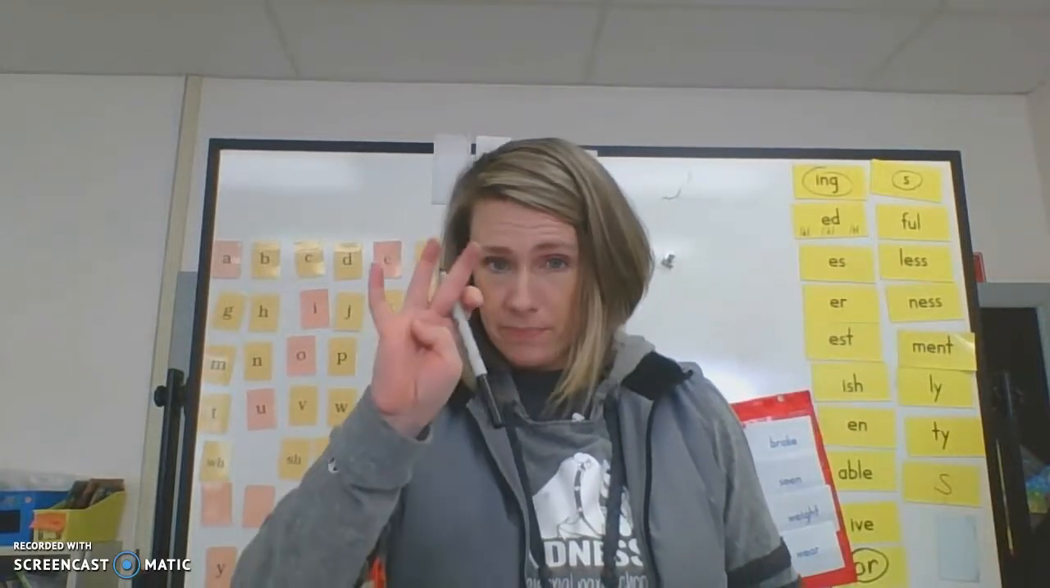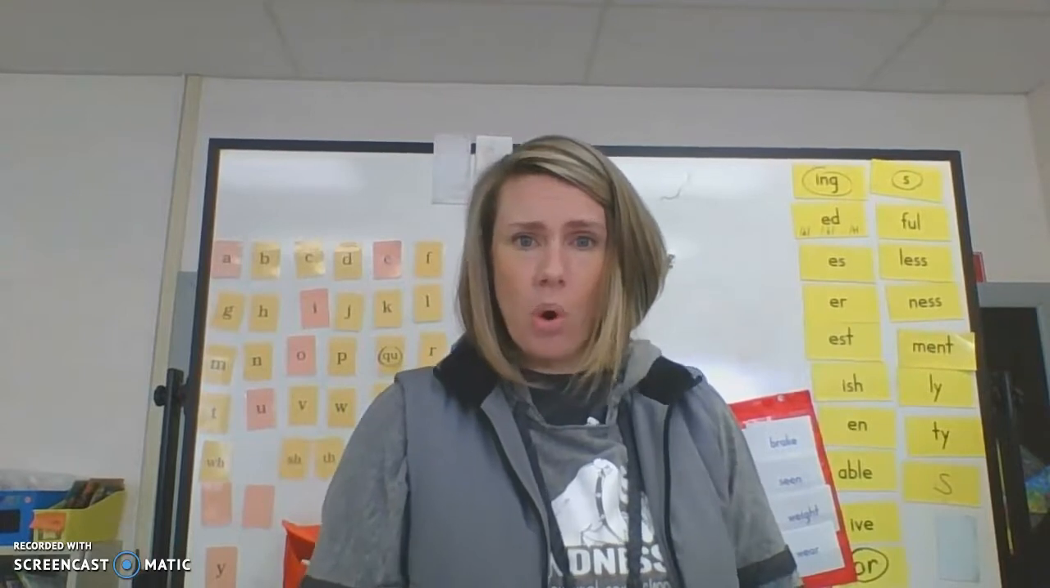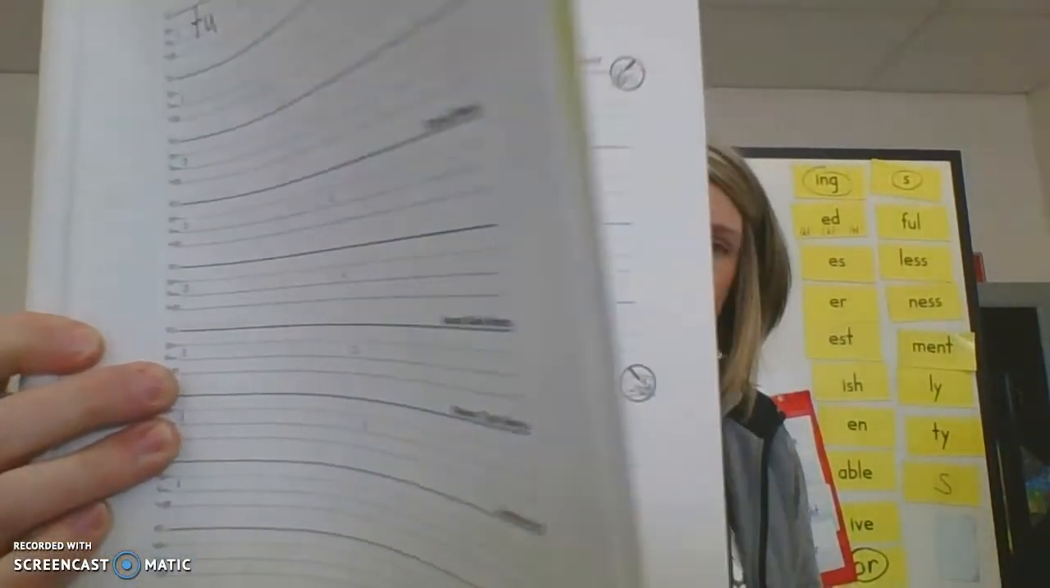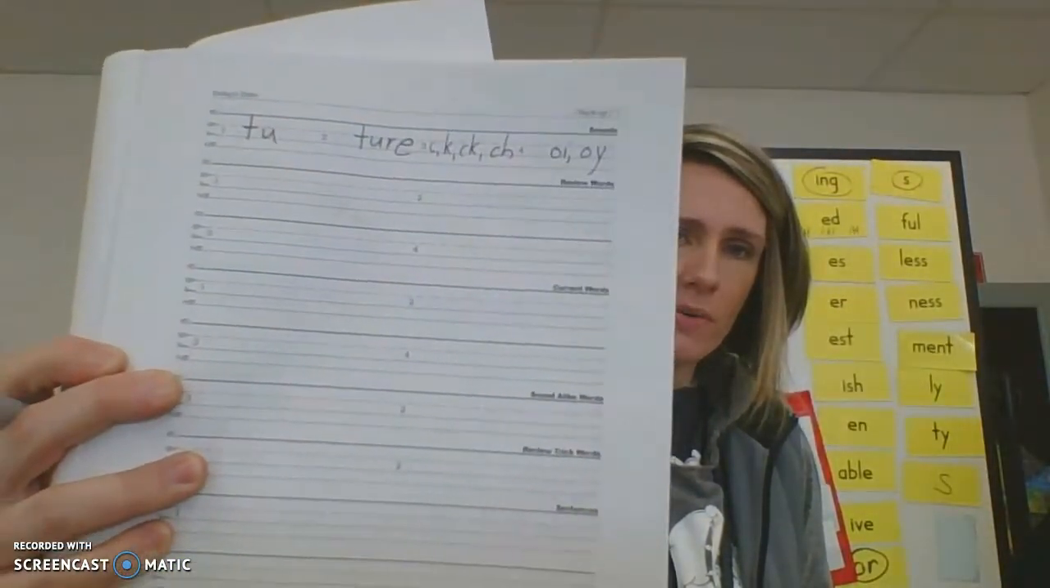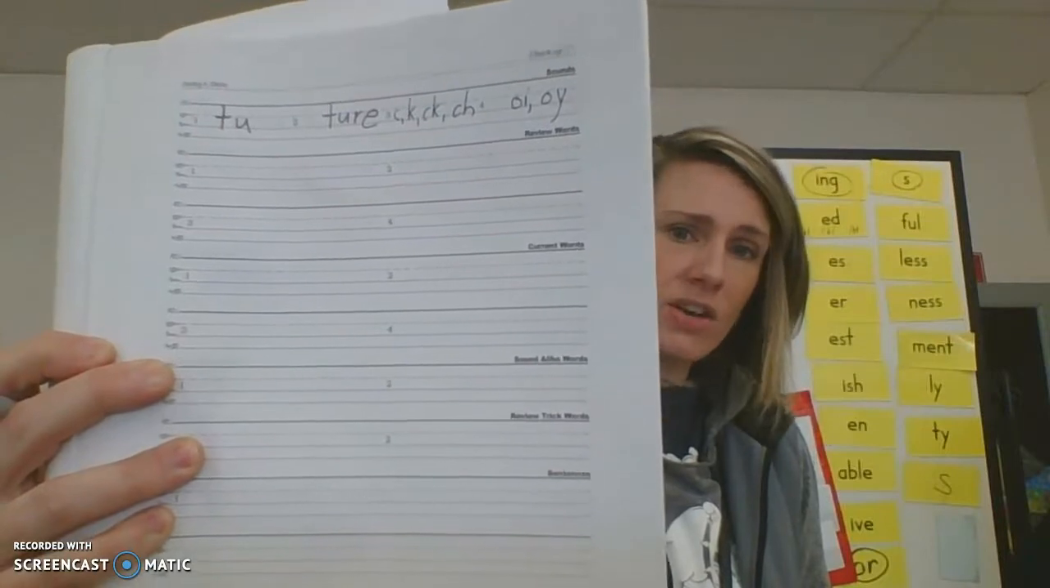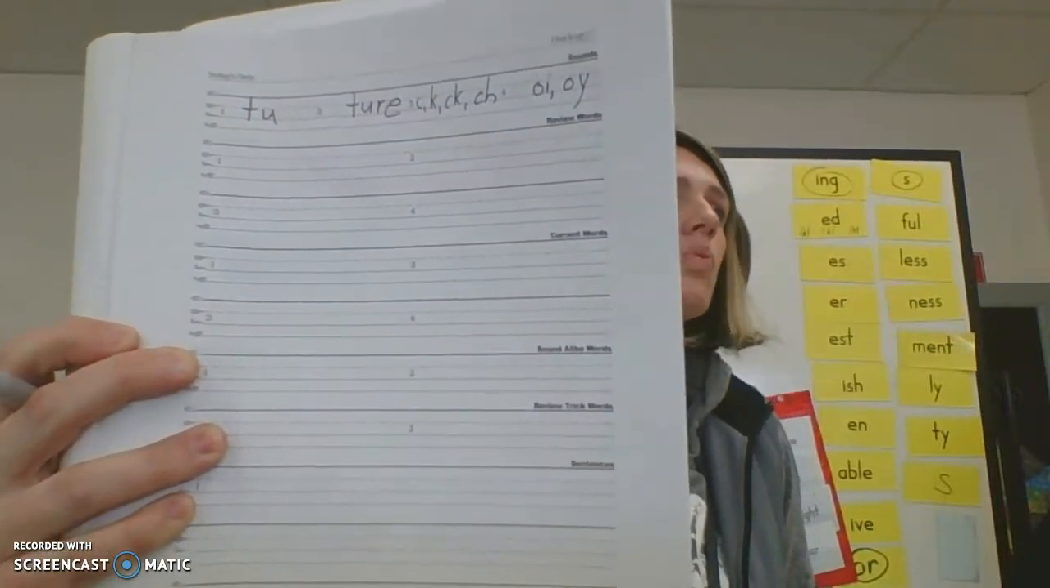And let's do all the ways to do k. There's 4. Pause if you need more time. We've done chew, chur, k. And lastly, let's do all the ways to do oi. There's 2. All right, here come the answers. Check it out. TU for chew, TURE for chur, CK, C, CH for k, OI, OY for oi.